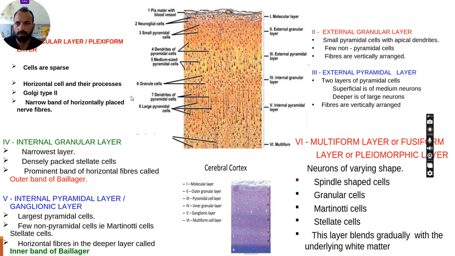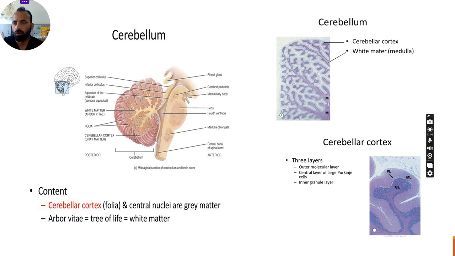So this is the description of the 6 layers, and as I told you, in the first layer you will have more of the horizontal cells. In the second layer you have the satellite cells again. No, sorry, in case of the second, you have the pyramidal cells. In case of the third, you have 2 layers of pyramidal cells. So accordingly, different types of cells will be present in the different layers. If you look at the 6th layer, you have the spindle shaped cells, Martinotti cells, satellite cells. Almost all of the cells will be present in the 6th layer. That was the histology of the cerebrum, where the neurons are arranged into 6 layers.